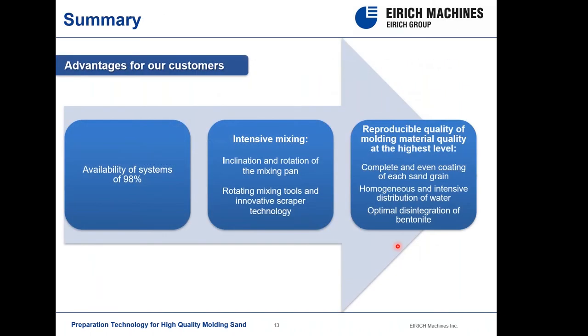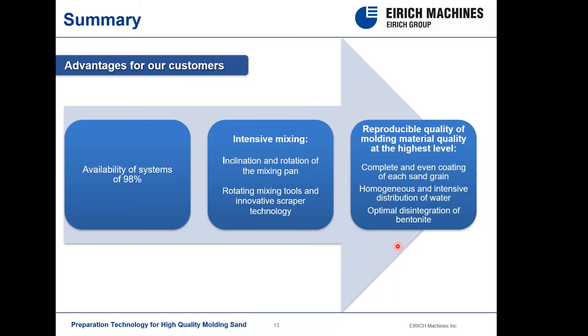So what are the advantages for our customers on this side? Well, the availability of our system is around 98%. The intensive mixing is achieved due to the inclination and rotation of the mixing pan. As you remember, when we saw the parts of the mixer, that inclination helped us move all the sand. Remember, there are no dead zones inside these mixers, unlike other technologies. The rotating mixing tools and innovative scraper technology also help with this intensive mixing.